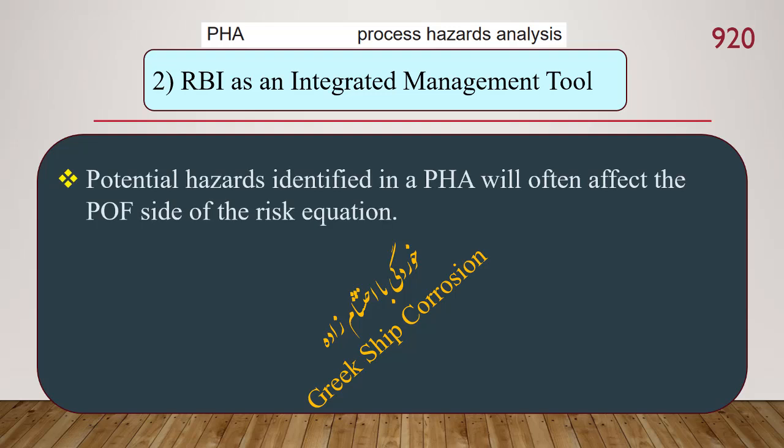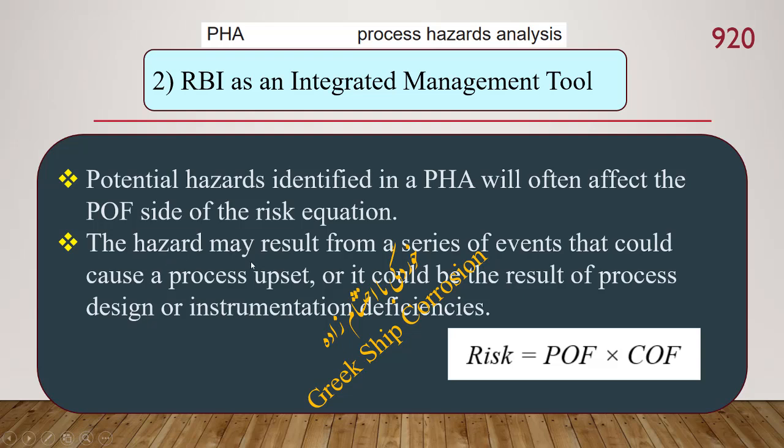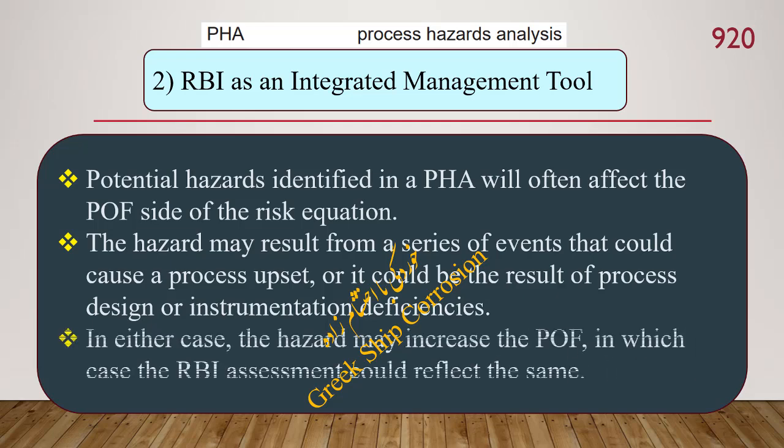Potential hazards identified in a PHA will often affect the probability of failure side of the risk equation. The hazard may result from a series of events that could cause a process upset, or it could be the result of process design or instrumentation deficiencies. In either case, the hazard may increase the probability of failure, in which case the RBI assessment could reflect the same.